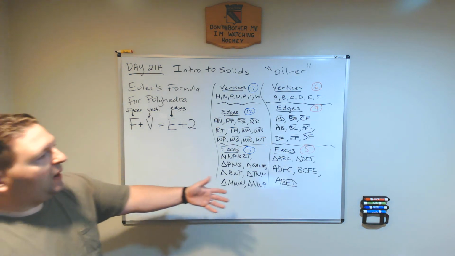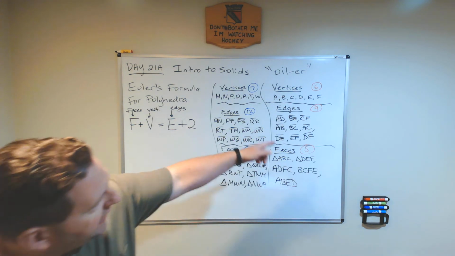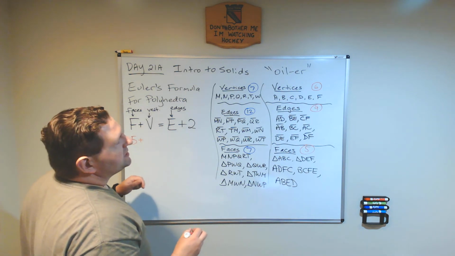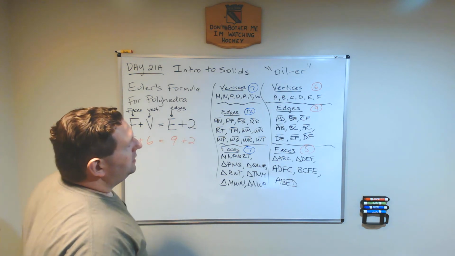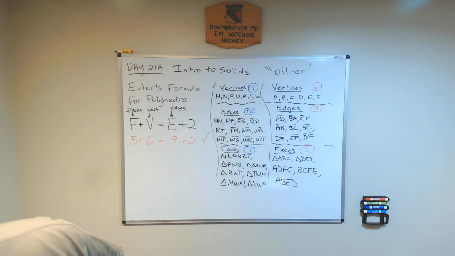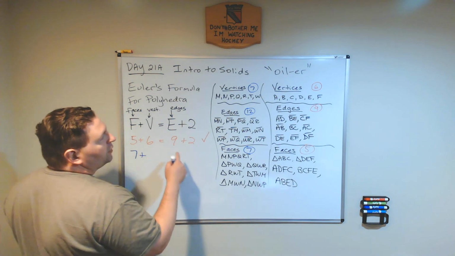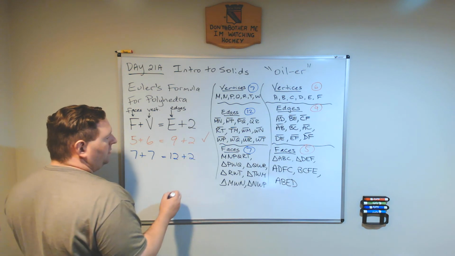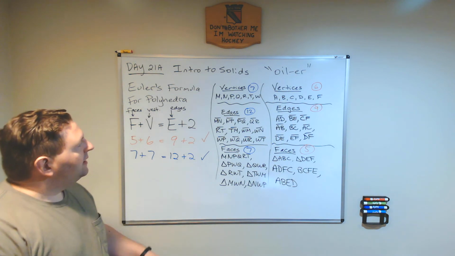So this is used to check to see if you have a complete list, or maybe you've double counted something, right? So let's check it for the red one, all the way on the end, our first problem. F was 5. V was 6. Edges was 9 plus 2. 11 equals 11. Boom. Let's do it for this last one here. Faces was 7. Vertices was 7. Edges was 12 plus 2. 14 equals 14. Boom.